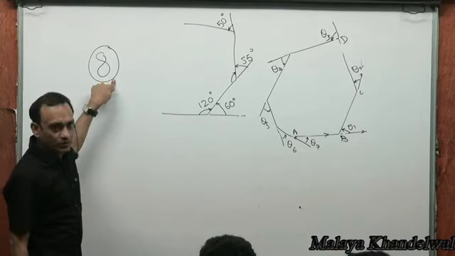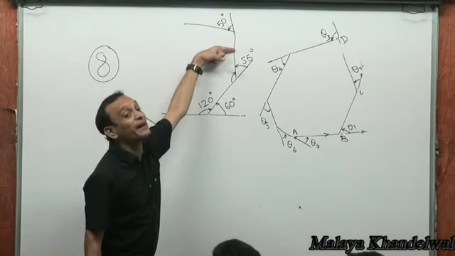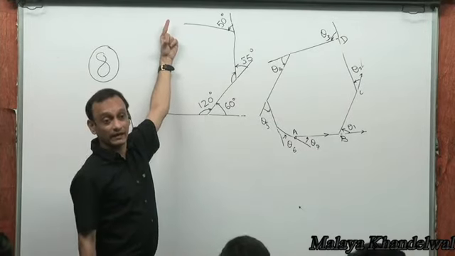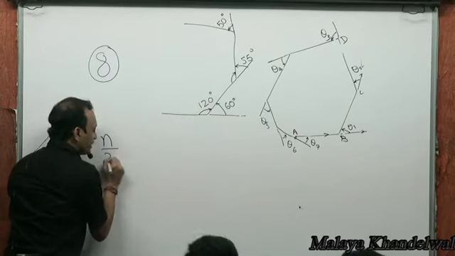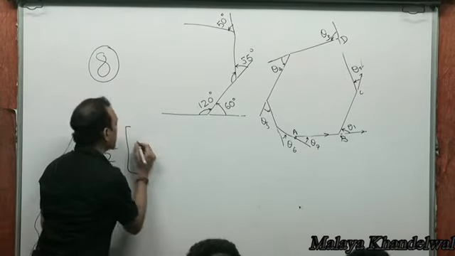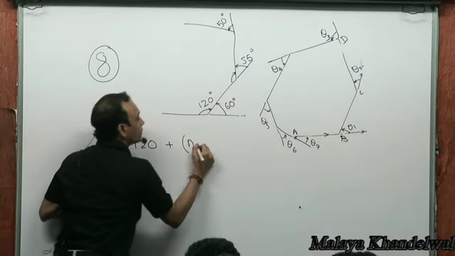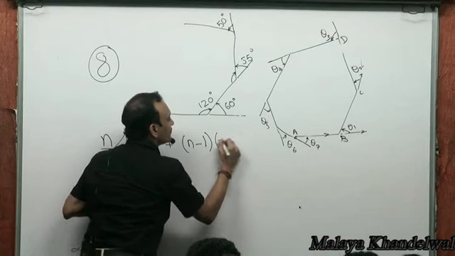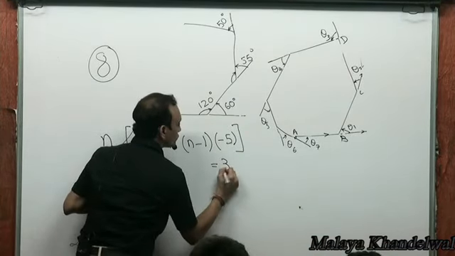So 60 degrees, 55 degrees, 50 degrees, etc. is an arithmetic progression with first term 60, common difference minus 5, and number of terms n. The sum of all the n terms, which are the n exterior angles, would be n by 2 into (2a, which is 120, plus (n minus 1) into d, which is minus 5), right? d is minus 5, and that must be equal to 360 degrees.